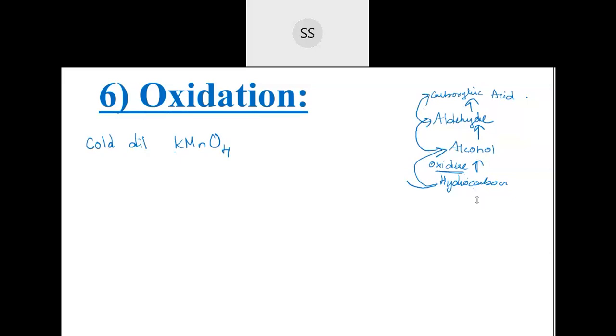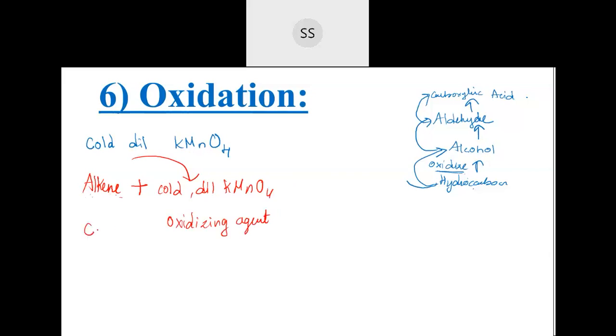Okay, so here we are just concentrating on oxidation of hydrocarbon to alcohol. So if an alkene is oxidized in this condition, cold and dilute KMnO4, the KMnO4 is serving as an oxidizing agent. It will oxidize the carbon of the alkene, because you now have two adjacent carbon atoms attached, and this is our reactive site where the reaction will take place.